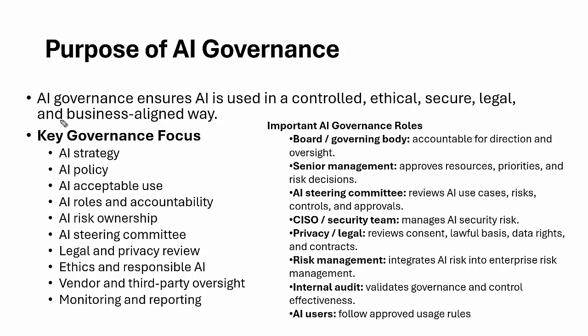We have some roles in AI. The board is accountable for direction, senior management approves the priorities, and the AI steering committee reviews the AI use cases and risk controls. The CISO will manage the AI security risk. The privacy and legal team review consent, lawful basis, data rights, and contracts. Risk management is all about integrating AI risk into enterprise risk management. Internal audit validates the governance, and AI users follow the approved usage rules.